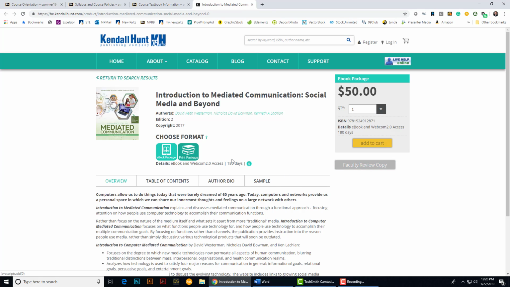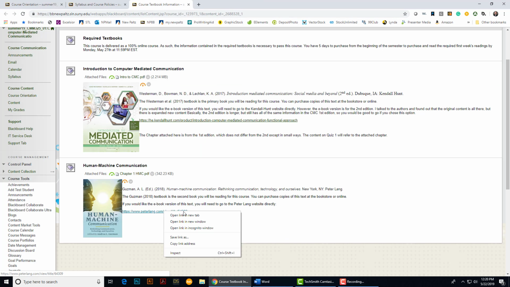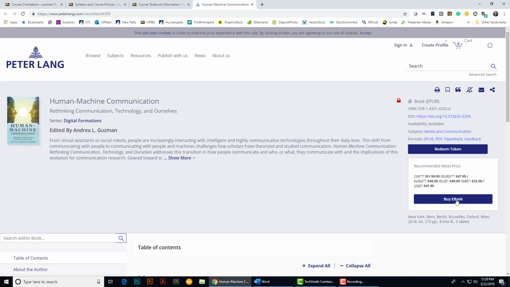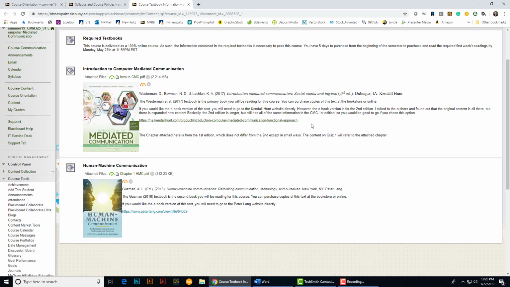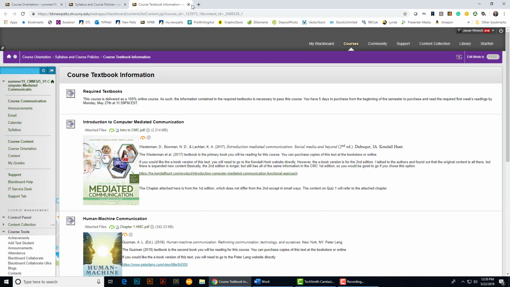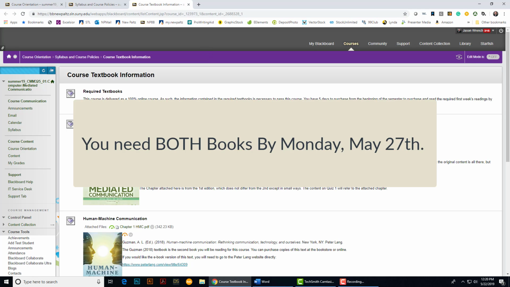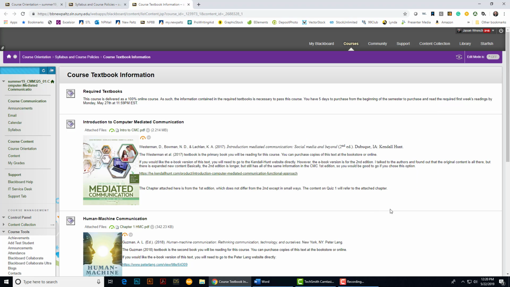They do have ebook and print packages for the first book. If you go to Peter Lang's website and look at the Guzman book, you'll also see that they have the ebook version there, or you could always get a physical copy. So both of them are available as ebooks if that is a method that you would prefer to get your content. You are required to have both of these books starting on Monday. And so please make sure that you have them.